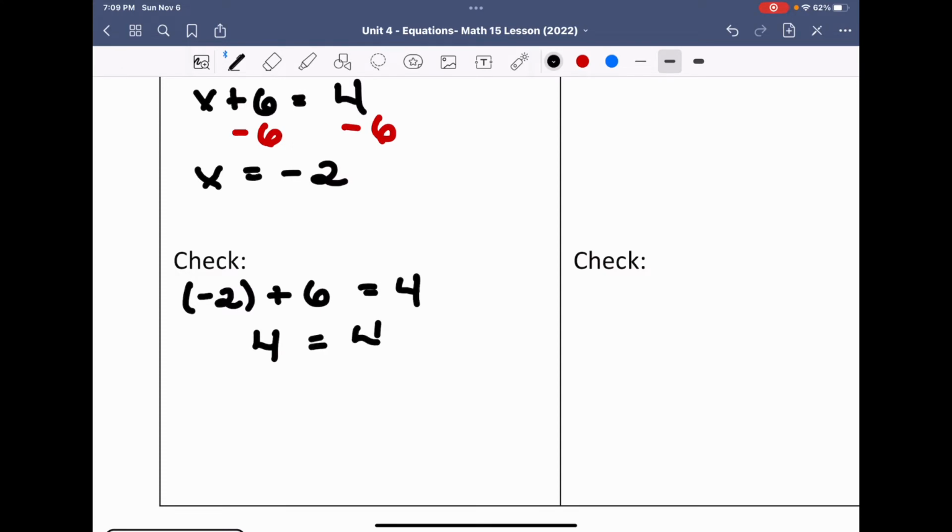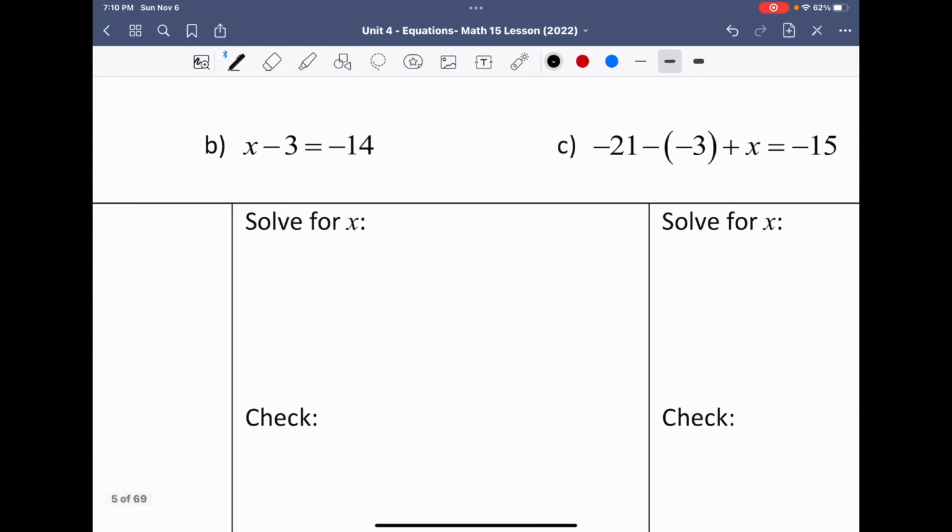And therefore, if I can show this direct step, that they end up being equal to each other, I know I have the right answer. And there we go. We've verified, or we've checked, that x equals negative 2. All right, let's go over to example B.